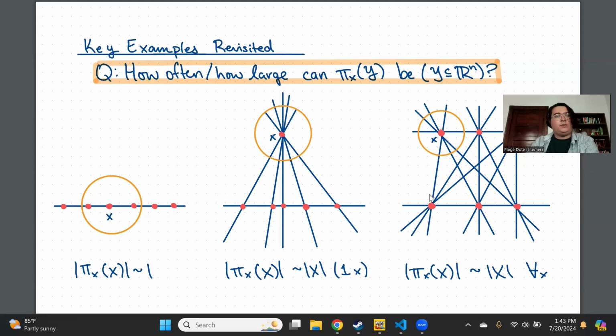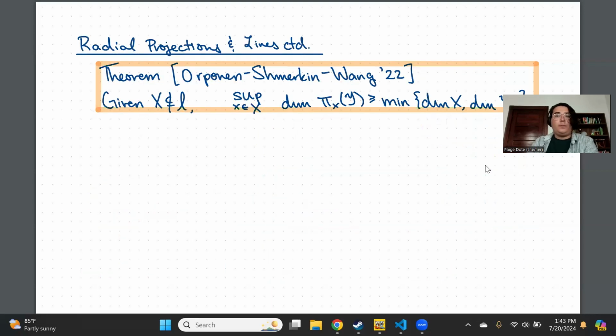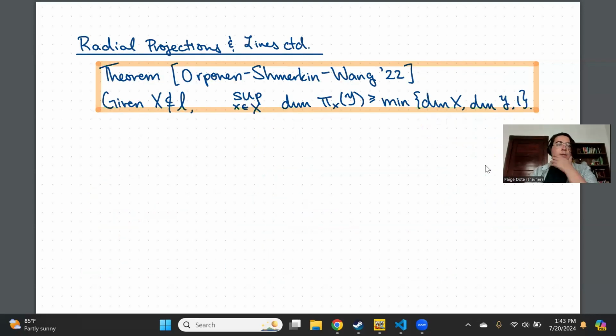And this is heuristically what we should expect in general, and this is what the result of Orponen, Shmerkin, and Wang shows. Their result on radial projections shows the following. You can think about x and y here being in the plane R², but as we'll talk about later, this was generalized to Rⁿ by Kevin Ren. So if I have a set x that's contained in the plane and not contained in a line, then the supremum over x in X of the dimension of the radial projection of y onto little x is at least the minimum of dim x, dim y, and 1.